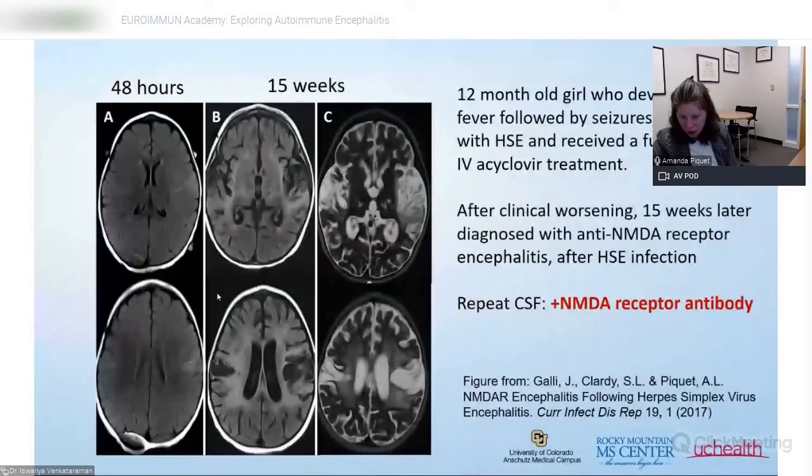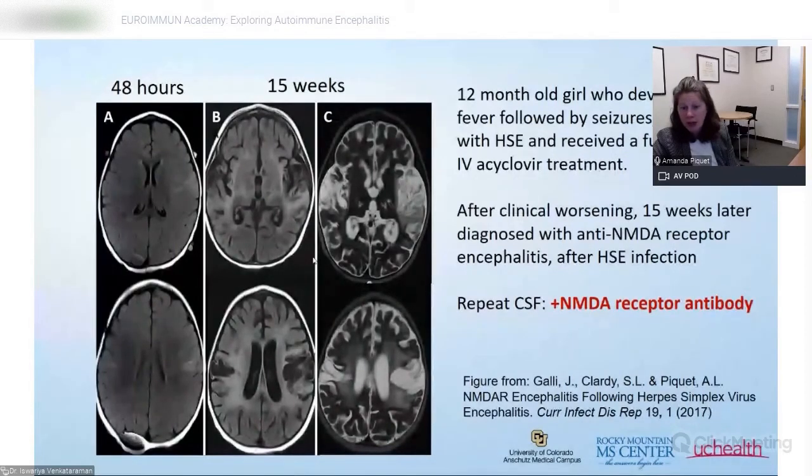Panel C shows the T2 sequences, and this was at 15 weeks when she was transferred to our facility. And you can just see a profound difference. These sequences show significant encephalomalacia around the same region of the original abnormalities, as well as new confluent white matter signal change that was very distinct from the original lesions. And overall, you can see a ton of global atrophy compared to the original study.